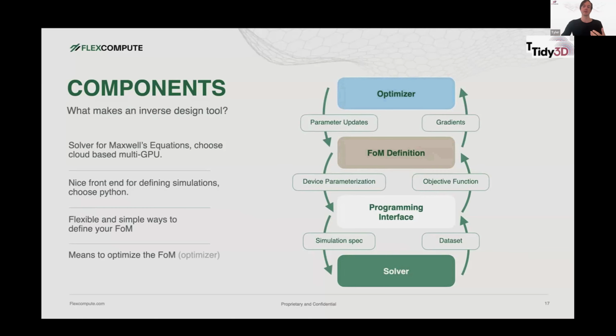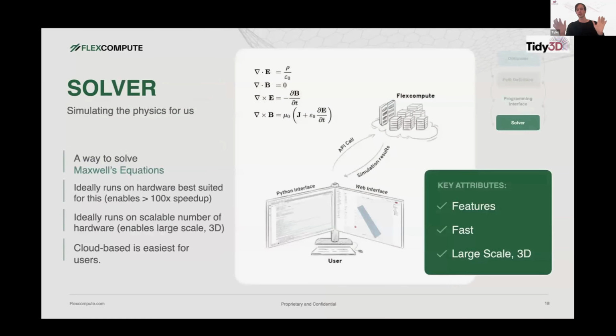And finally, we need an optimizer that does the heavy lifting and actually figures out the right parameters for us. So we talked a lot about the solver. We have a massively parallel GPU, cloud-based FDTD solver. It allows fast and large-scale 3D problems. I recommend you check out our other examples if you want more information on that. I'll gloss over this. We can just assume it's a black box for the rest of this talk.